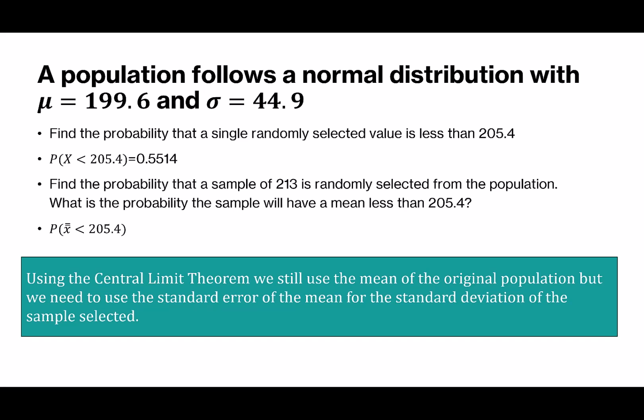Here we're using the Central Limit Theorem, so we still get to use our same mean, but we don't get to use the same standard deviation. We're going to use the standard error of the mean. So the standard error of the mean takes the standard deviation and divides by the square root of the sample size. So this time we have a sample size of 213. We will divide 44.9 by the square root of 213.